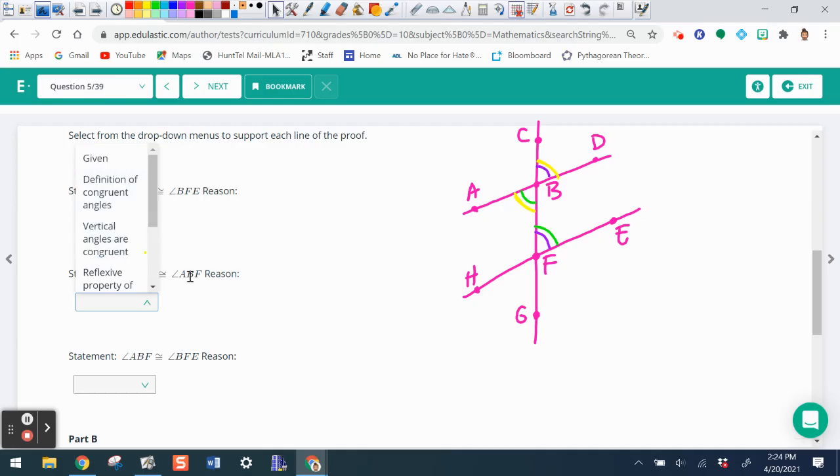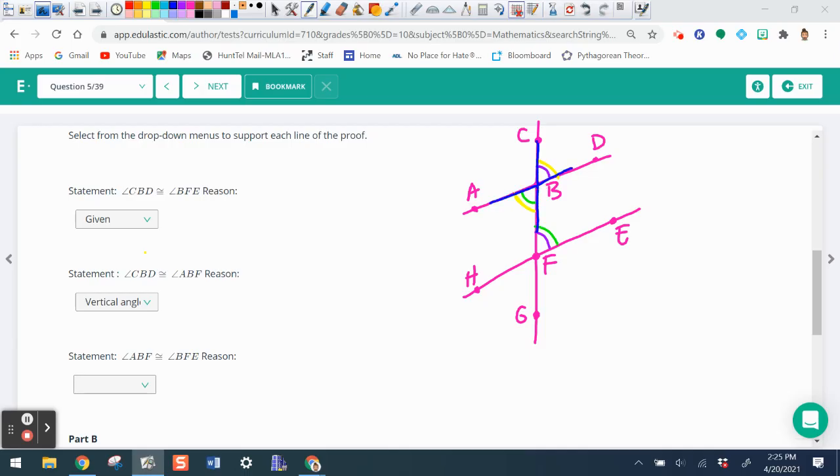Why are these two angles in particular congruent? Well, it wasn't given information. It's not the reflexive property. It's not the symmetric property. It's because they are, in fact, vertical angles. So when two opposite angles are formed by the intersection of two lines, look at angle CBD and angle ABF.